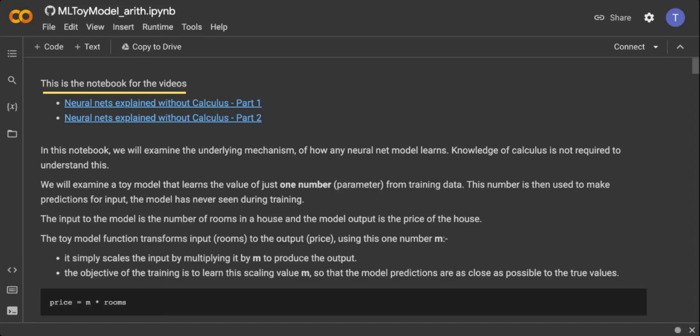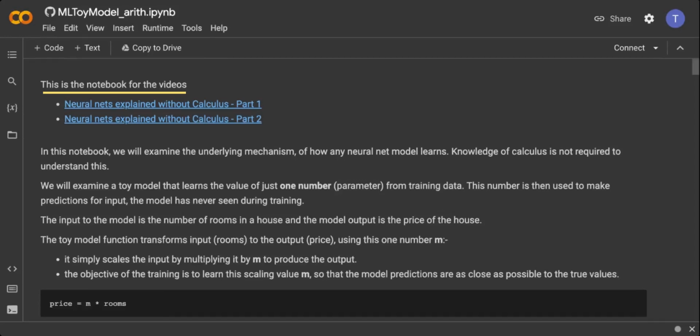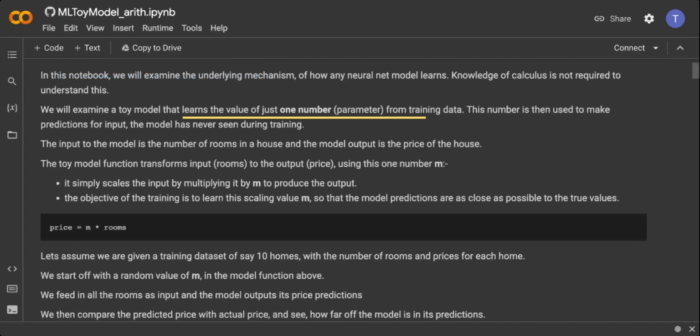This is the notebook for the videos, Neural Nets Explained Without Calculus, Parts 1 and 2. In this notebook, we will examine the underlying mechanism of how any neural net model learns. Knowledge of calculus is not required to understand this. We will examine a toy model that learns the value of just one number from training data.